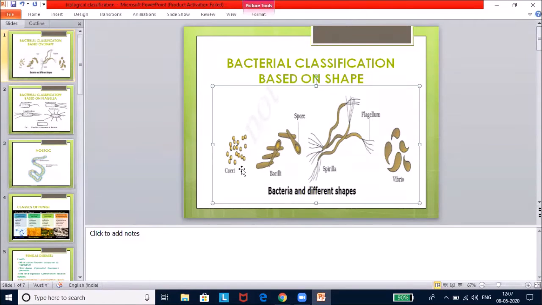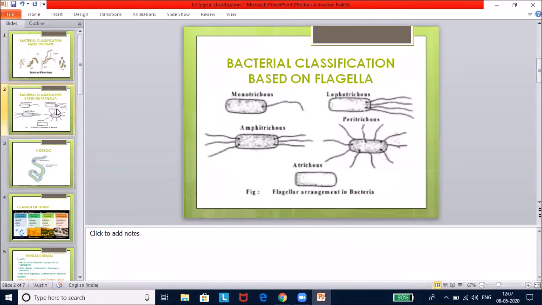cocci, which are spherical in structure, bacilli, which are rod shaped, spirillum, which are spiral shaped, and vibrio, which are comma shaped. Now, bacterial classification based on flagella: they are classified as monotrichous. Trichous refers to flagellum here. Monotrichous means one flagellum at one end. Lophotrichous means a tuft of flagella at one end of the cell. Amphitrichous means tufts of flagella arising at both ends of the cell. Peritrichous means flagella all over the body.